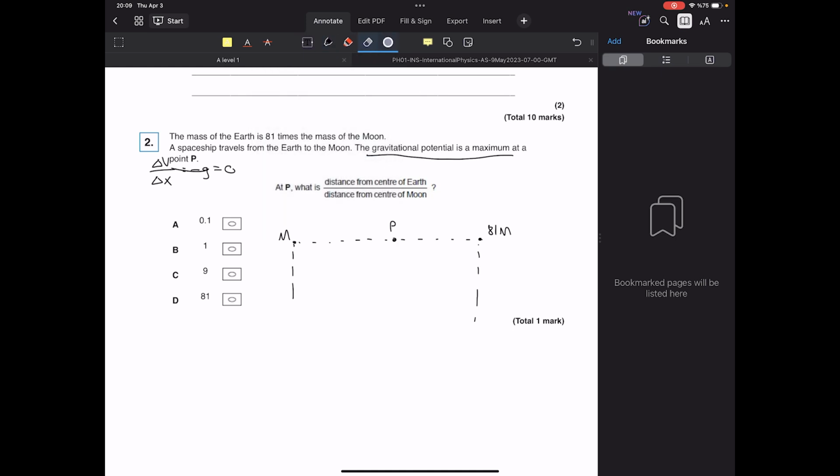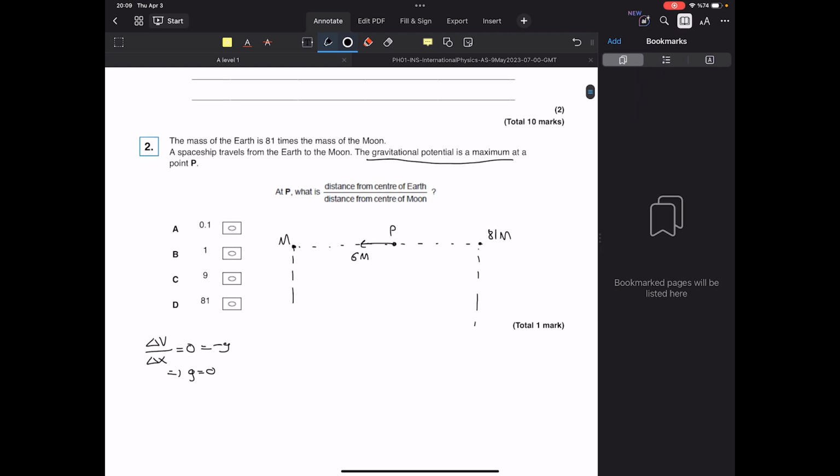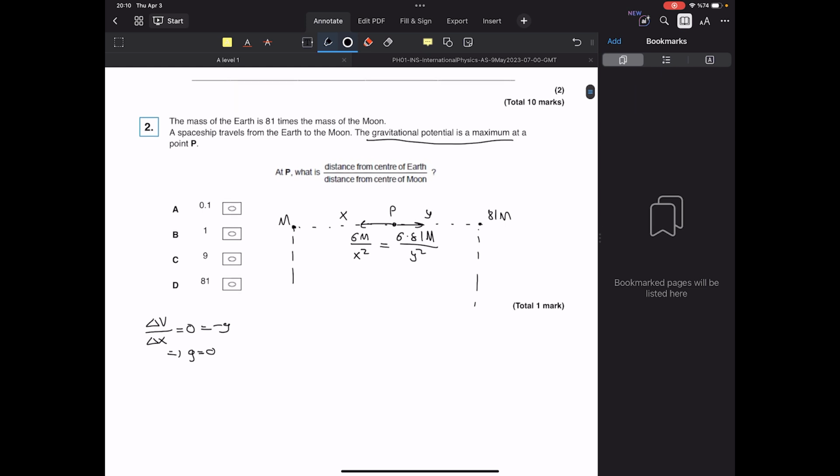Anyway, at this point the change in the potential with respect to the change in x must be equal to 0, and this is equal to negative g. So g must equal 0. So the gravitational field strength must equal 0. The gravitational field strength from the moon will be Gm over this distance squared. I'm going to call this distance x and this distance y. So this will be Gm over x squared, and this will be G times 81m over y squared. So these two must be equal.